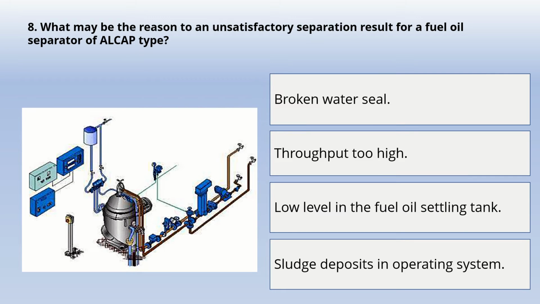Our next question is, what may be the reason for an unsatisfactory separation result for a fuel oil separator of L-cap type? And the options are: broken water seal, throughput too high, low level in the fuel oil settling tank, sludge deposit in the operating system. And the correct option for this question is throughput too high.